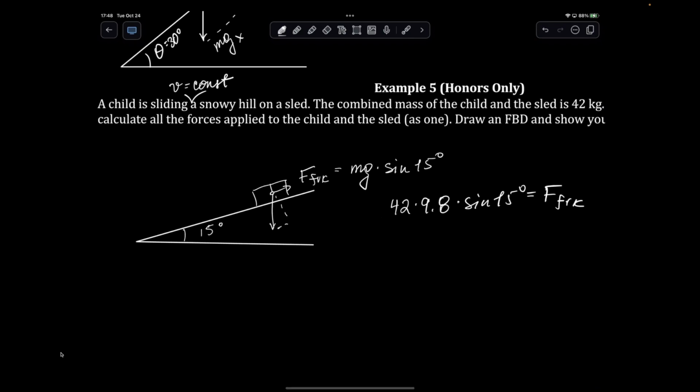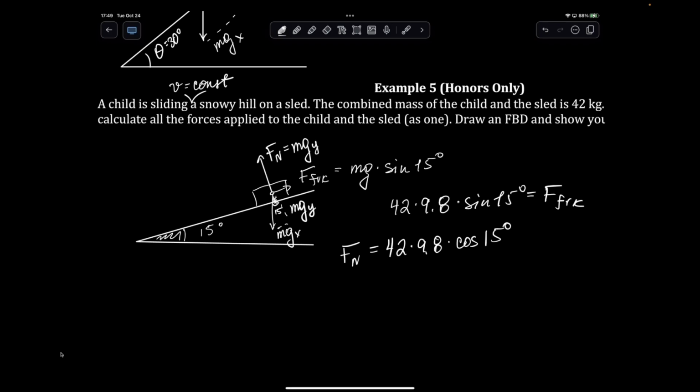And then I also have my force normal, which is balancing my mgy. So I will say that normal force is going to be 42 times 9.8 times cosine of 15 degrees, because again, if 15 degrees is right here, then in this little triangle it is up here, and this is my mgx, and this is my mgy. Mgy is supported by normal, and mgx is supported by force of friction.